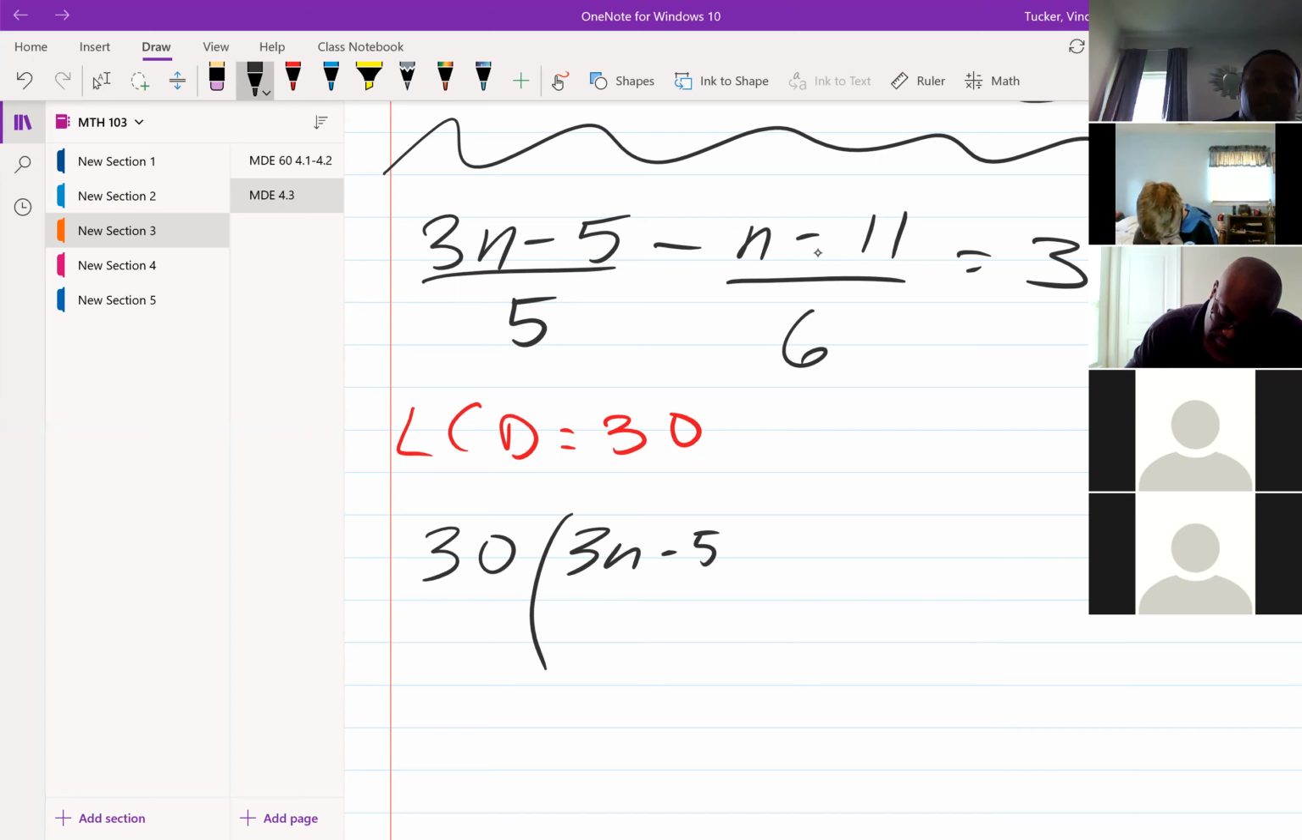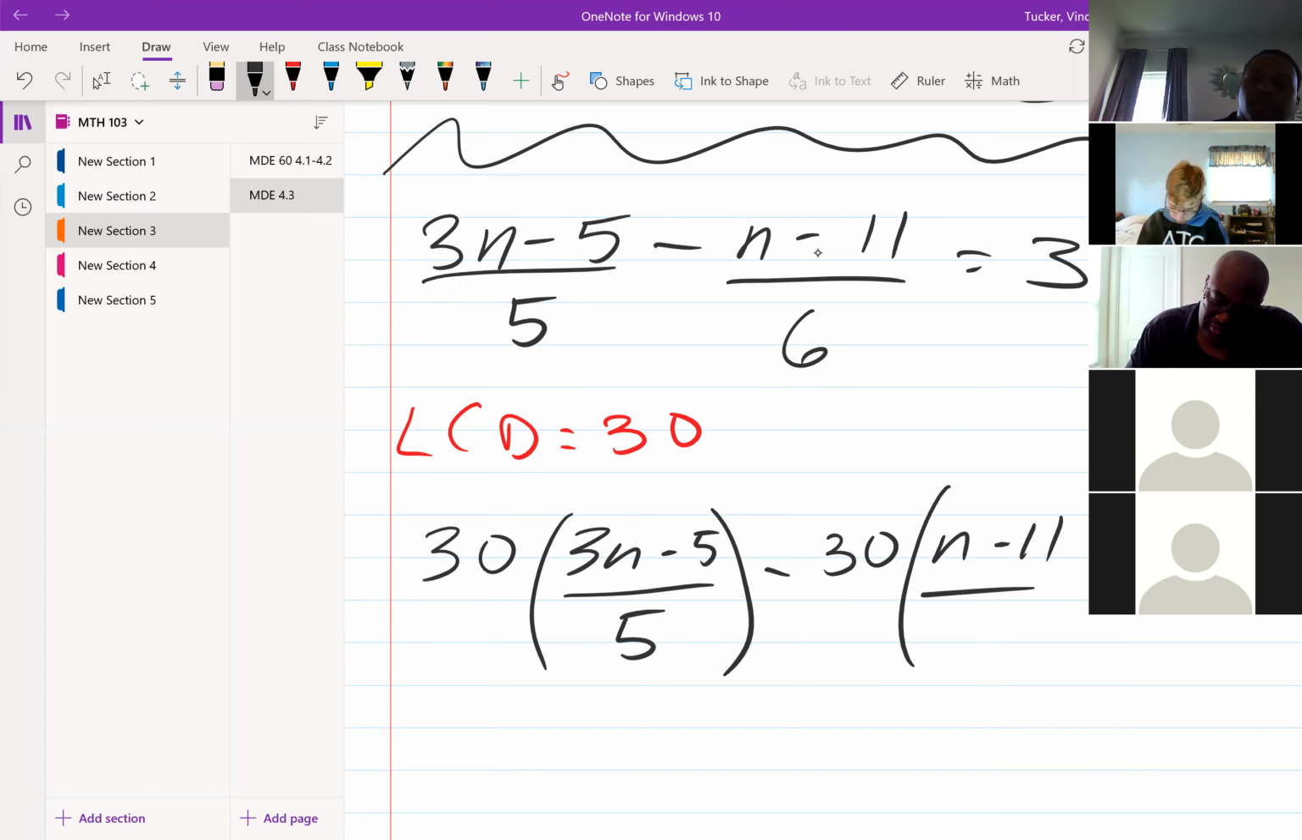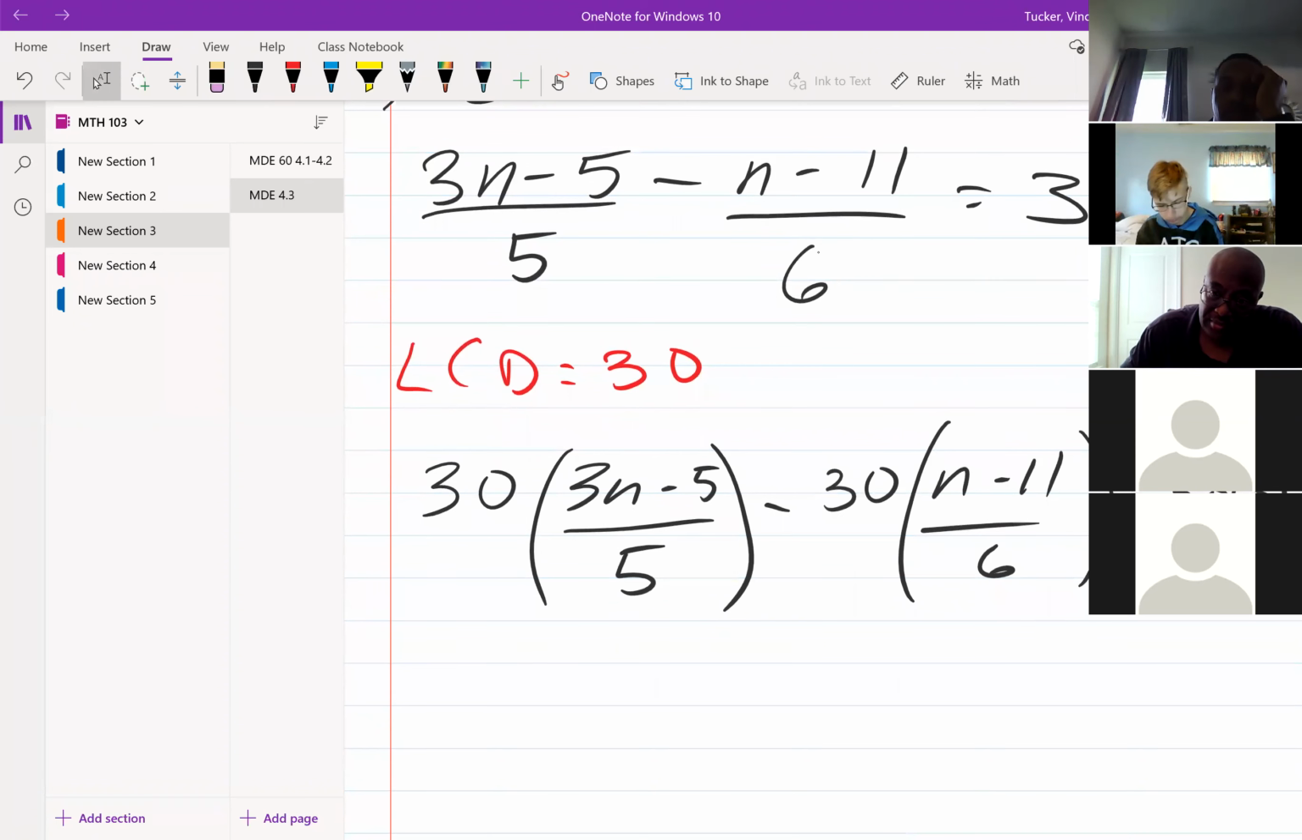When I was referencing the 6 and 5, I was talking about previous problems. Now, with the negative sign, I would just put a 30 on the other side of the negative. Everything should still be there except for the 30, and you're just putting a 30 in front of each quantity. And in front of the 3, I'm putting a 30.